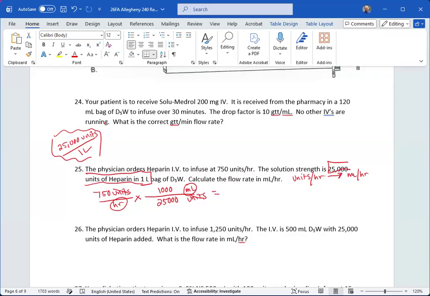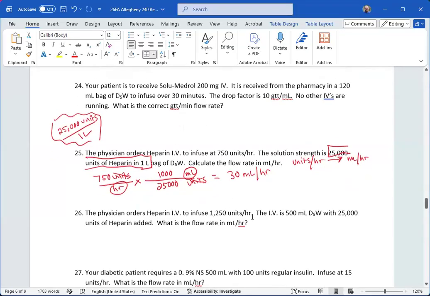And then I'm going to divide by 25,000. And then for whatever reason, we keep getting that number 30 again. So on your test, your answers won't all be 30, okay? At least I don't think they will be. Maybe they'll all be 25, but they won't all be 30.